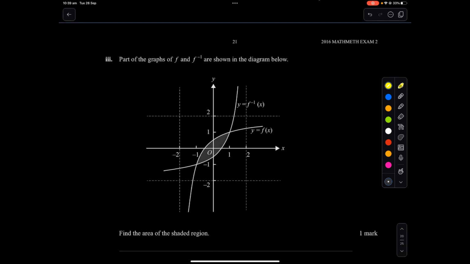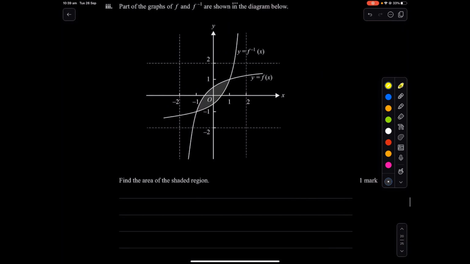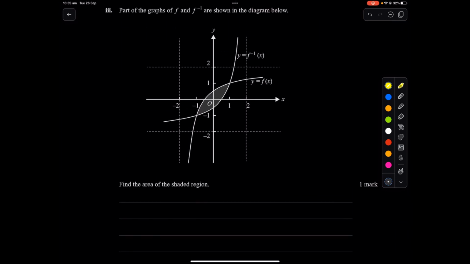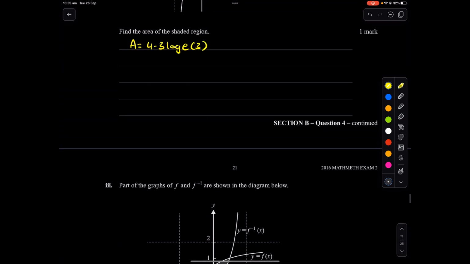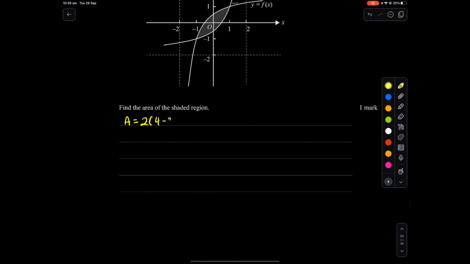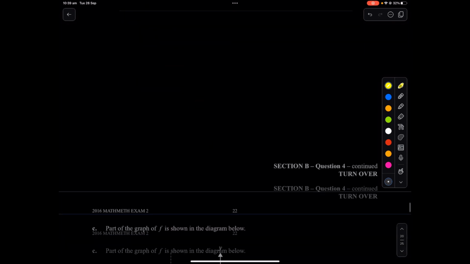Parts of the graph of f and the inverse are shown. Find the area of the shaded region. Now you should straight away know that we calculated y equals x. So we just calculated this area. It's just doubling it. We should get the area of that. So we can say area is 2 times 4 minus 3 log e 3. So area is 8 minus 6 log e 3.